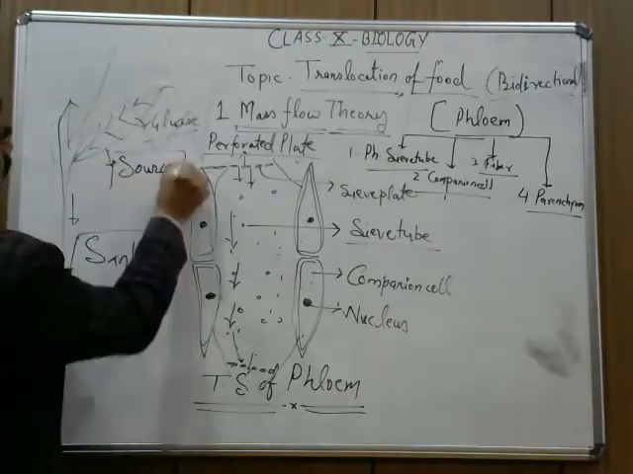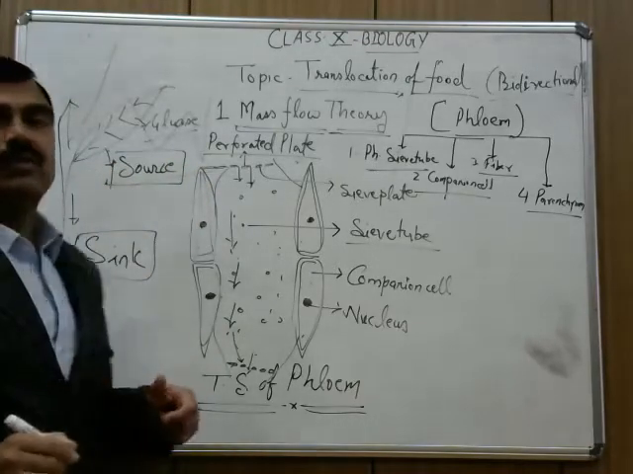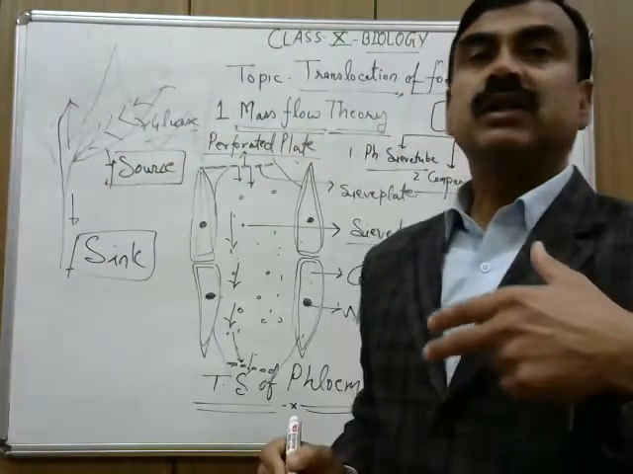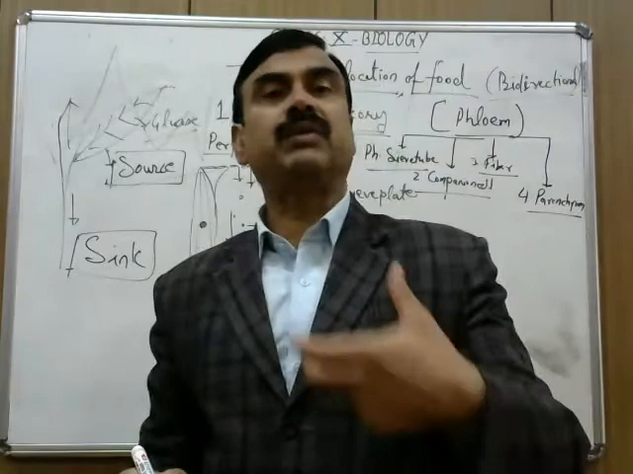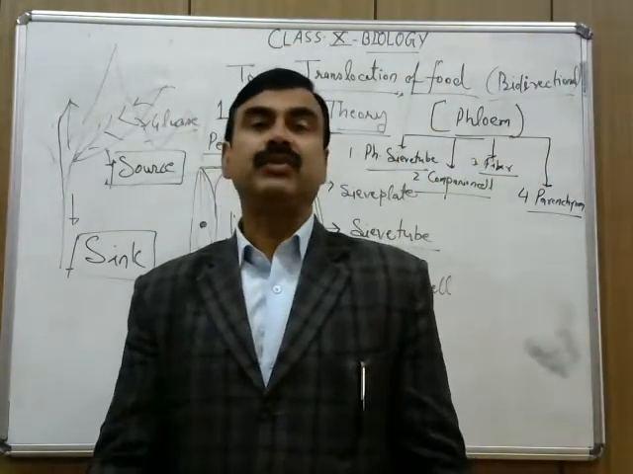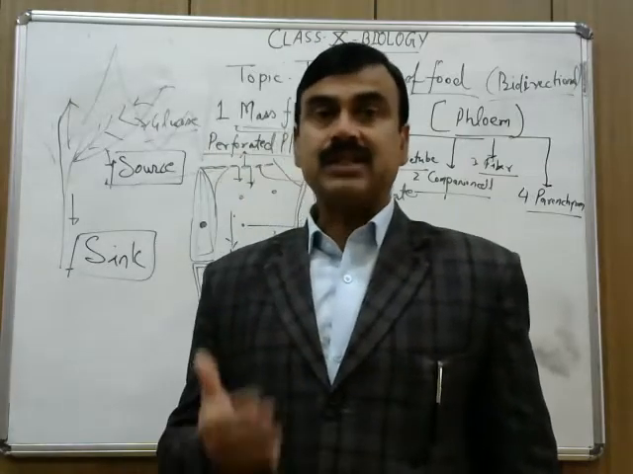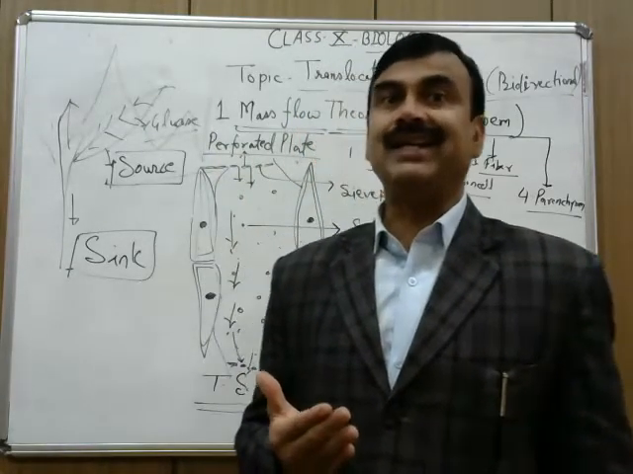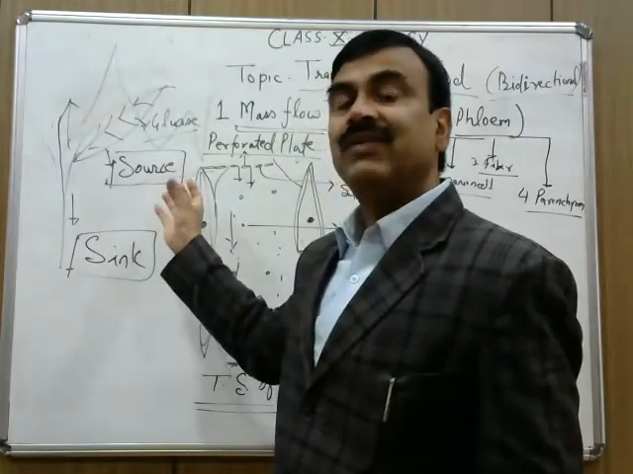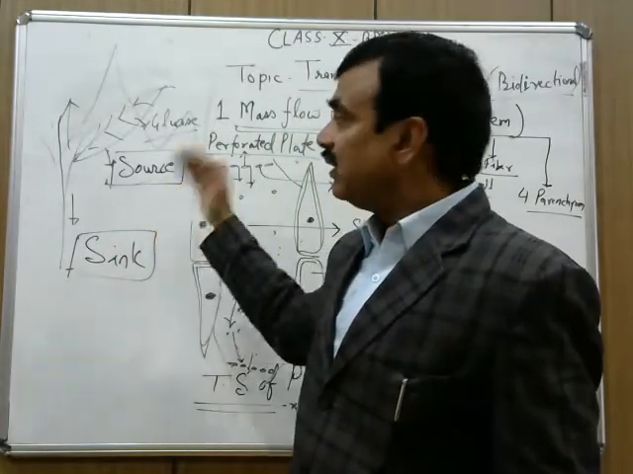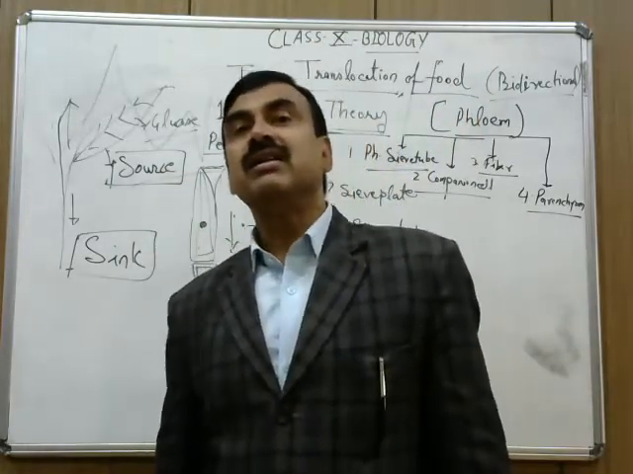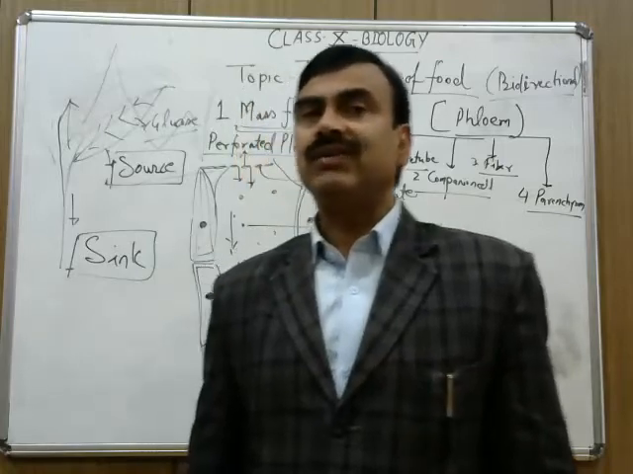So there would be a question: what is source? The leaf is the site of source, the site for the preparation of the food, and the other parts which are utilizing the food, these areas are called sink. So source is the site where the food is prepared, and the other parts which are utilizing the food are called sink. So it is not a very tough thing.